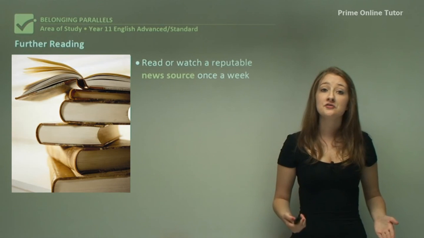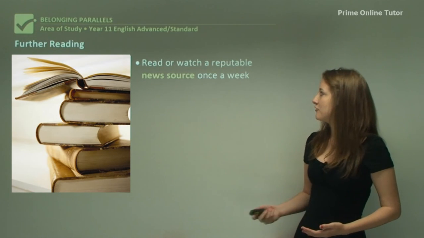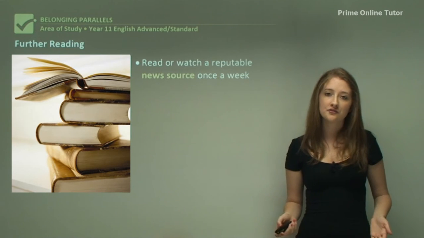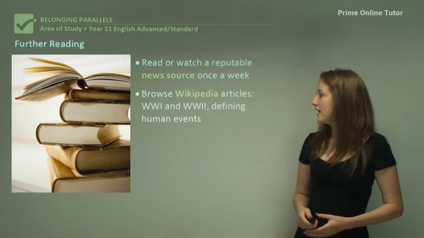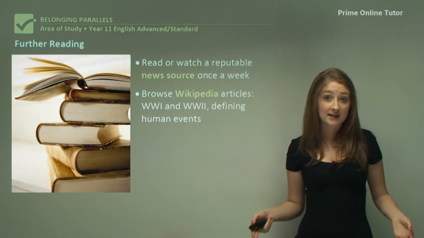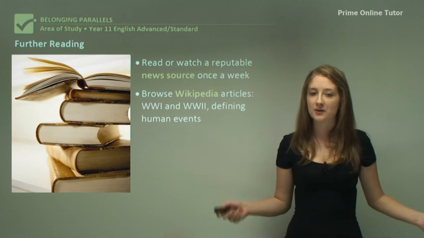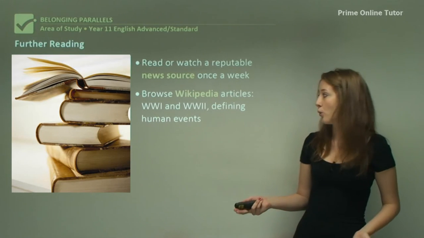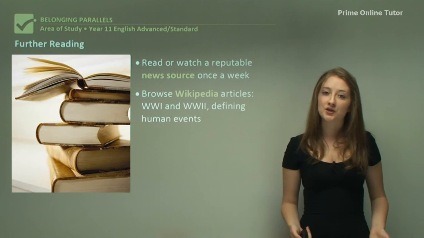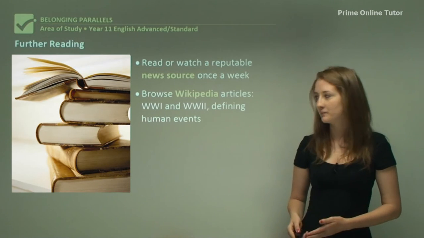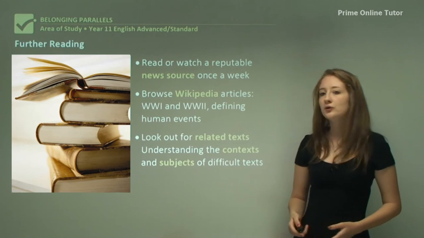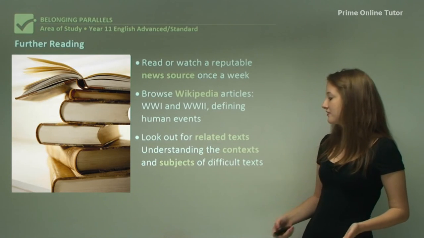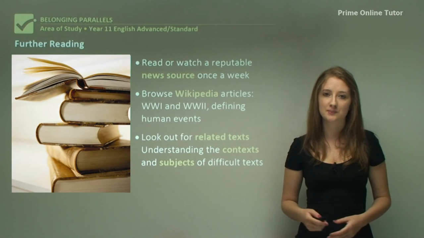So, to do this, you might do some further reading. And this could include, as we discussed, reading or watching a reputable news source at least once a week. It could also include browsing Wikipedia articles. Now, obviously, you need to be wary of the accuracy of all of these, but finding out basic facts about World War I and II and other defining human events is going to be really useful for you. And as we've said, looking out for related texts while you do this will allow you to understand the context and subjects of difficult texts which you might examine.